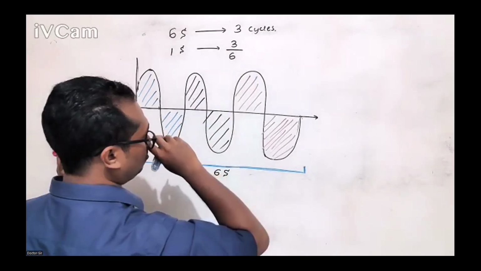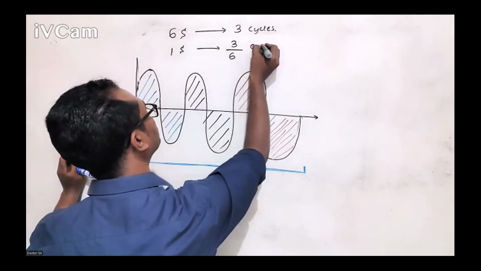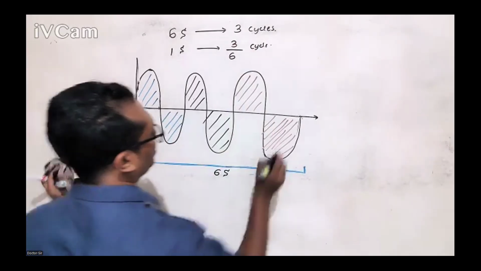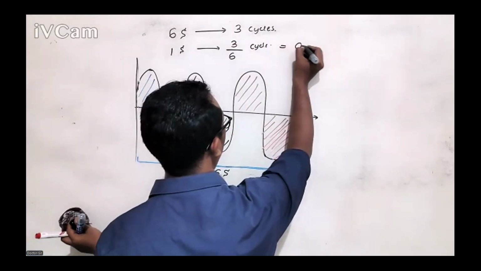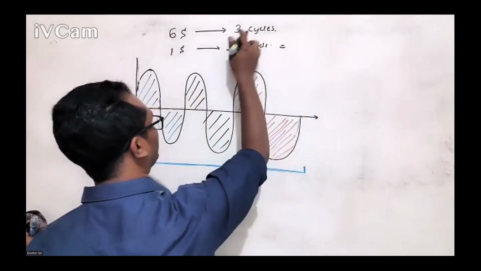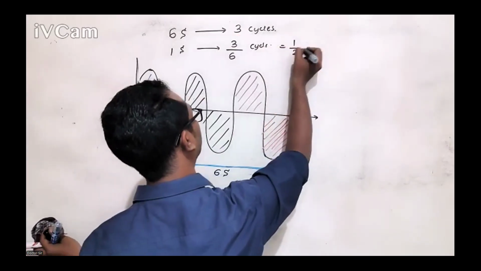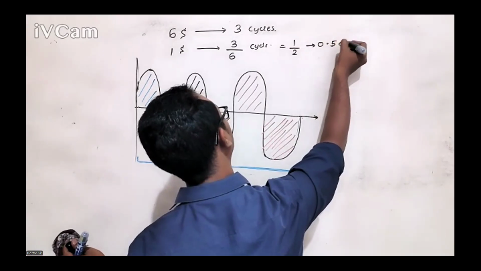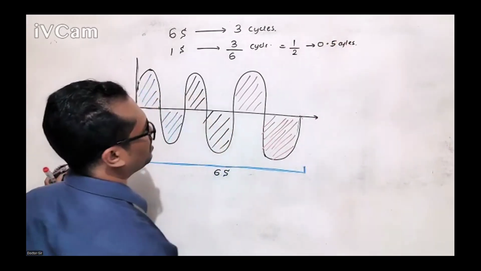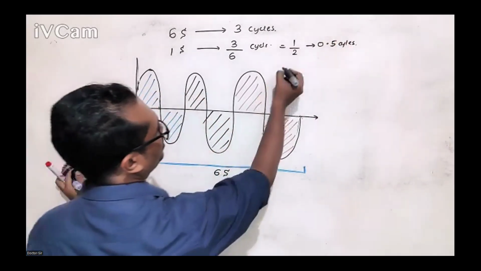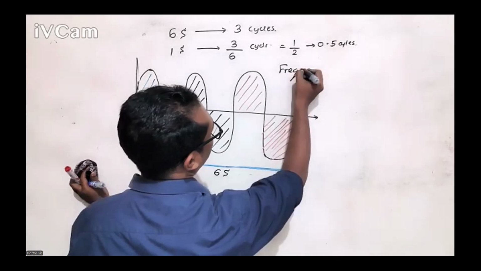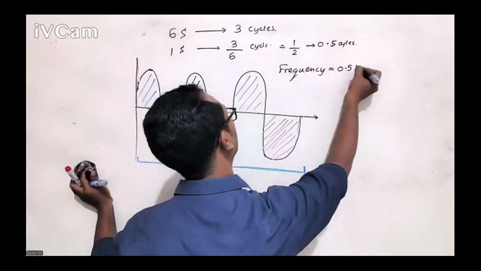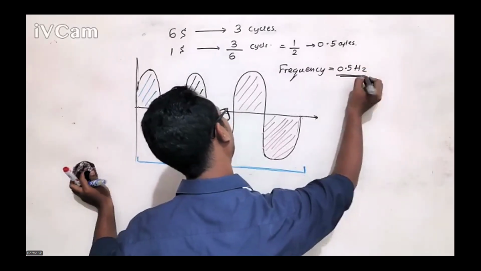So within 1 second, 3 divided by 6 cycles is equal to 0. We can cut that to 1/2, that means 0.5. Okay, 0.5 cycles per second. That means the frequency equals 0.5 hertz. Okay, all right.